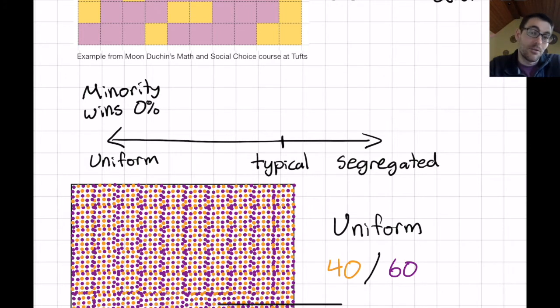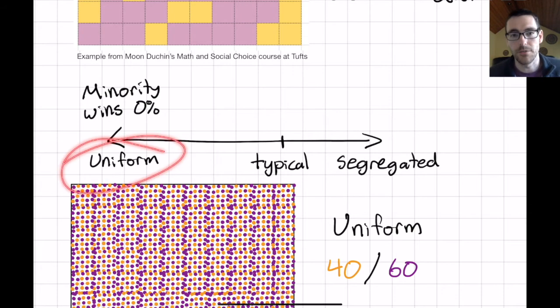That said, in reality, people are distributed somewhere in the middle. A typical distribution of voters has a mix of these two properties. So even if we had a fair map, we wouldn't expect the percentage of seats won by the minority to be the same as the percentage of votes that they got. We don't expect proportionality. We actually expect the minority to do a little bit worse than that due to this effect of this uniform distribution.